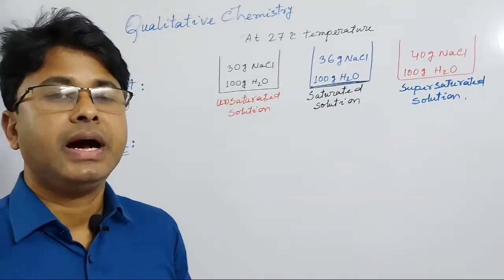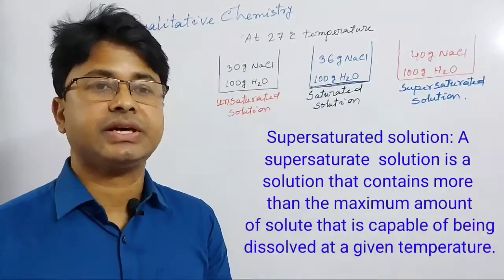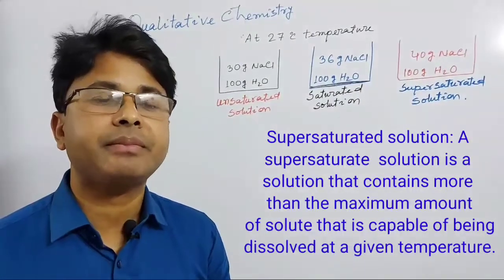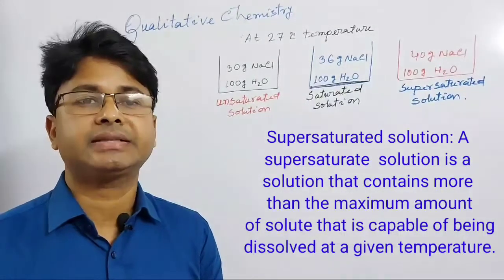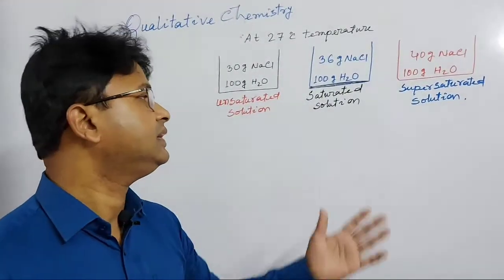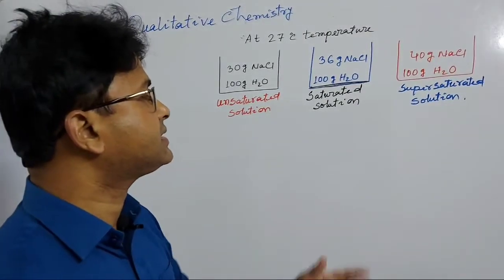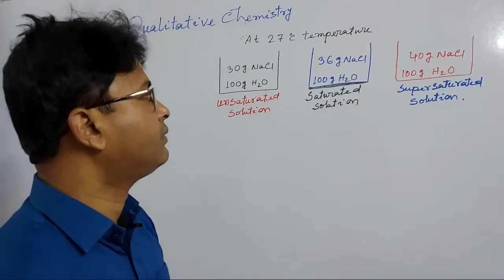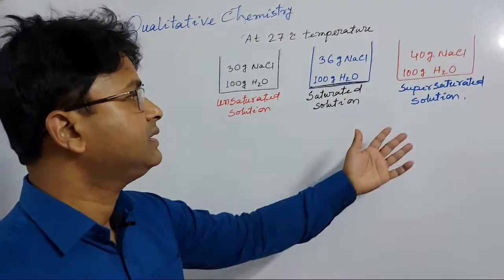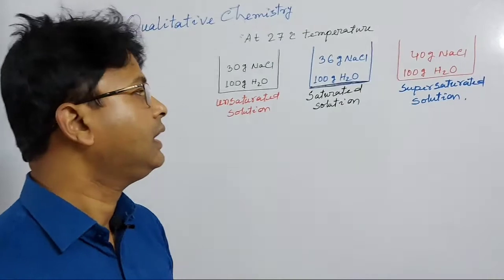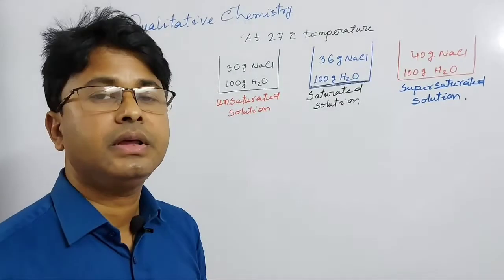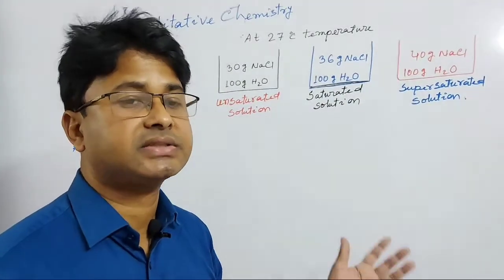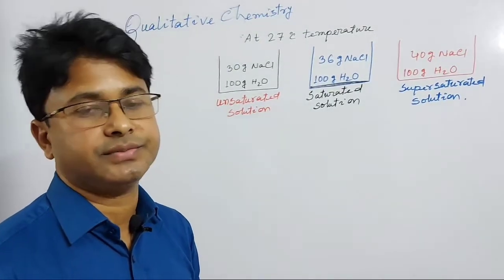Now come to the supersaturated solution. A supersaturated solution is a solution that contains more than the maximum amount of solute that is capable of being dissolved at a given temperature. Here, the maximum capacity of dissolving sodium chloride in 100 gram water is 36, but in case of supersaturated solution, I have given here 40 gram sodium chloride. It means 4 gram sodium chloride is given in excess. That's why this is supersaturated solution.